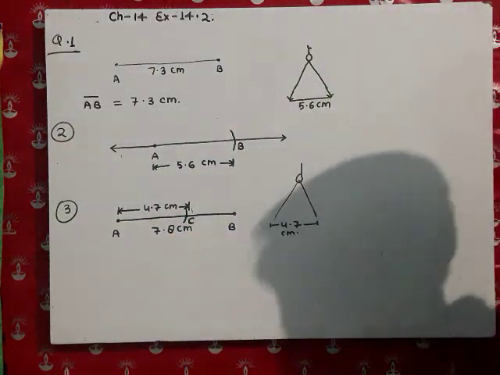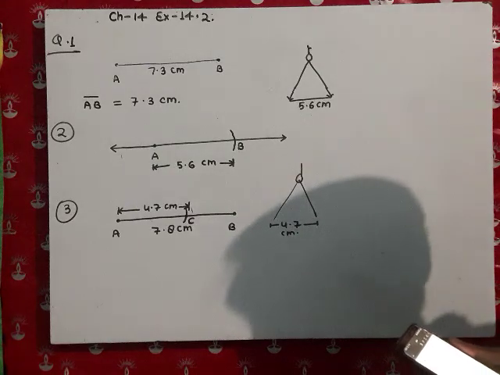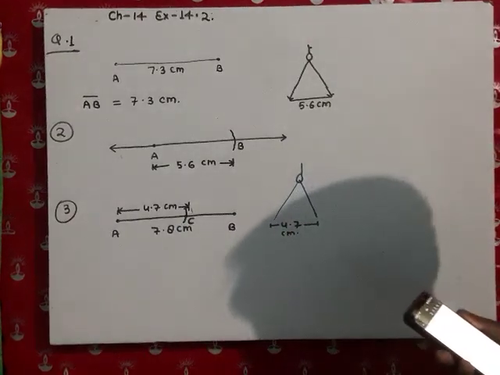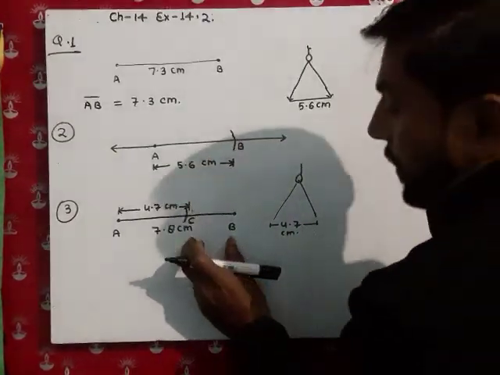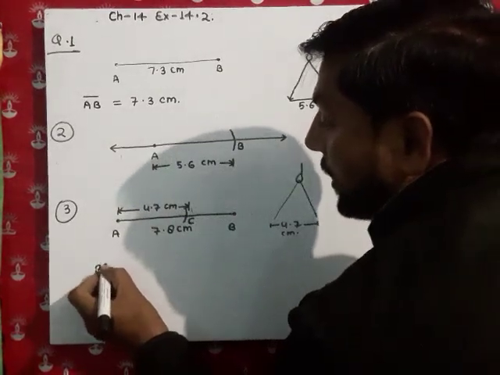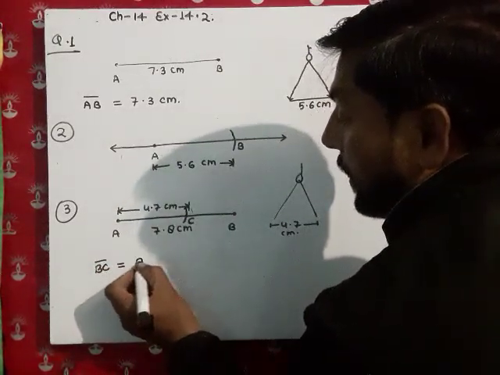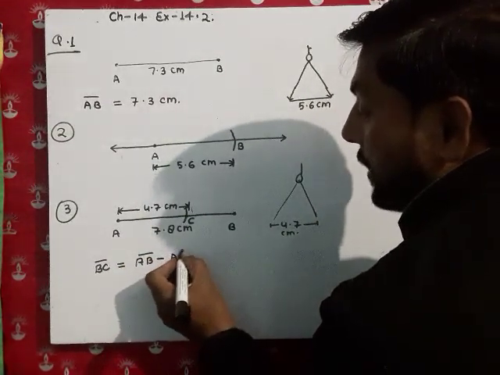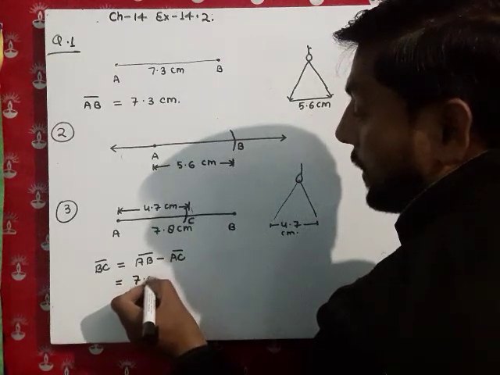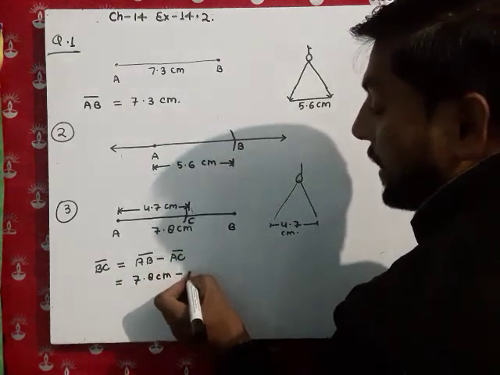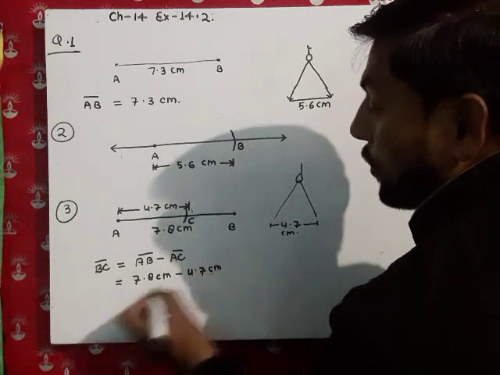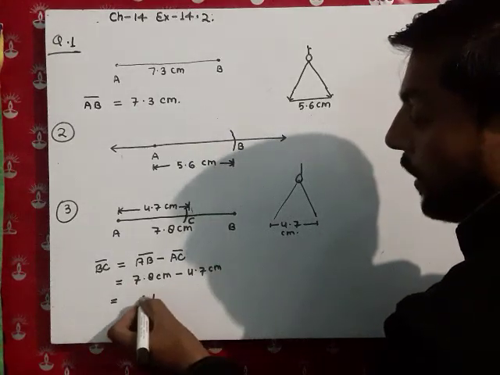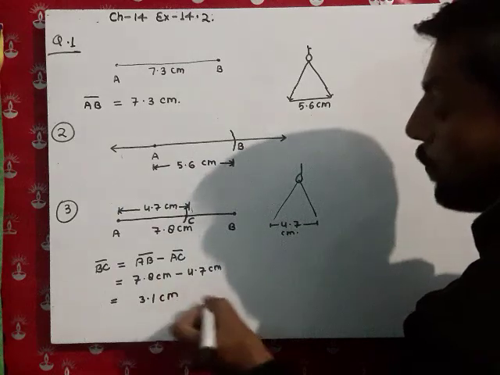Now the question is saying: measure BC. Now you have to measure BC. What is the distance BC? If you are going to measure, then line segment BC will be line segment AB minus line segment AC. So AB is given as 7.8 centimeters and AC is given as 4.7 centimeters. So the length of this segment will be 8 minus 7, which is 1, and 7 minus 4, which is 3. So it will be 3.1 centimeters. Okay.